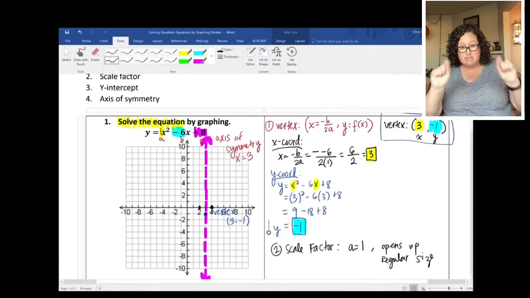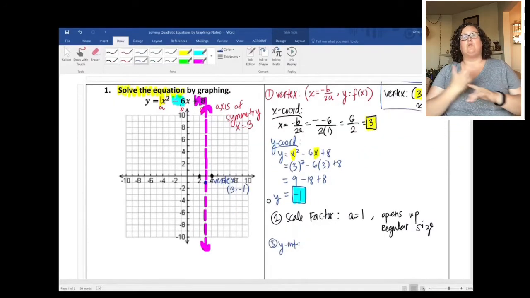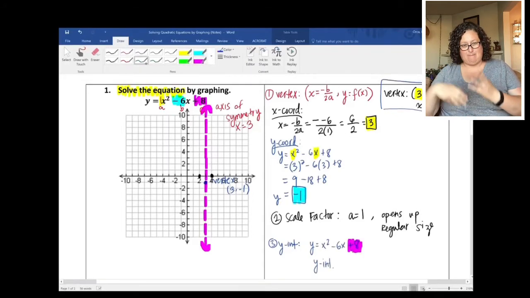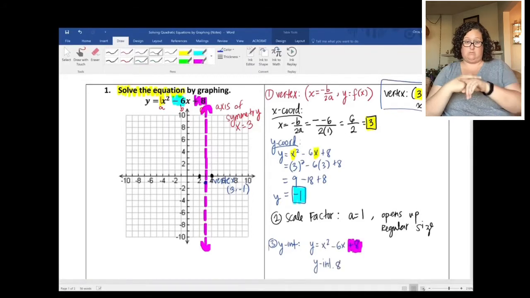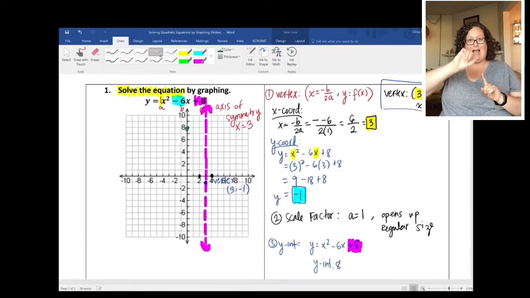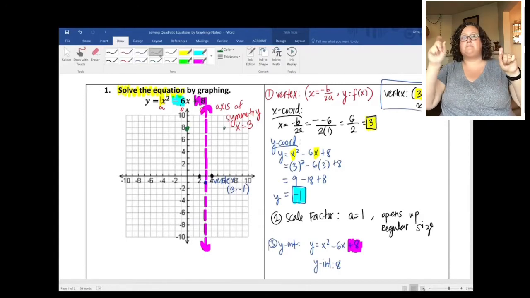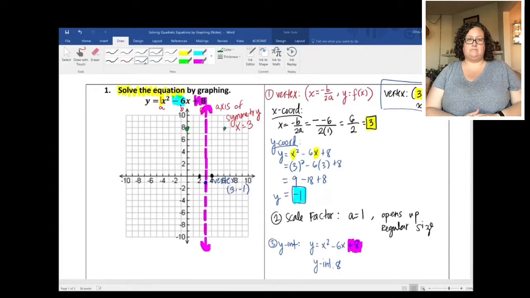So now let's use our y-intercept. Our y-intercept is going to be the c value in our equation. So y equals x squared minus 6x plus 8. The y-intercept is 8. Plot the y-intercept. Your y-intercept is on your y-axis. And notice how the y-intercept is 3 units away from the axis of symmetry, which means that its reflection will also be 3 units away. 1, 2, 3. Now that we have our points, let's draw our graph.